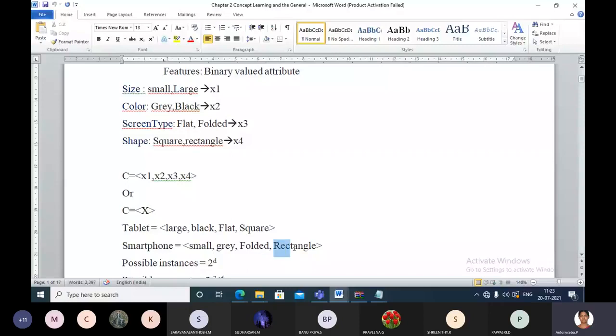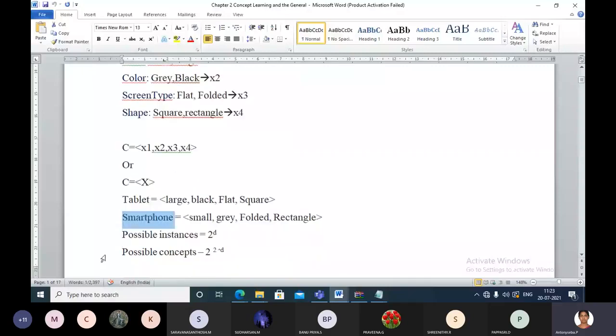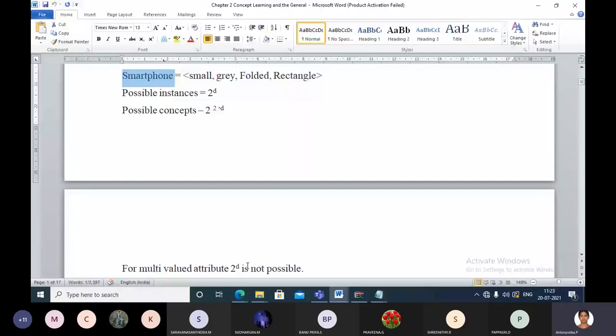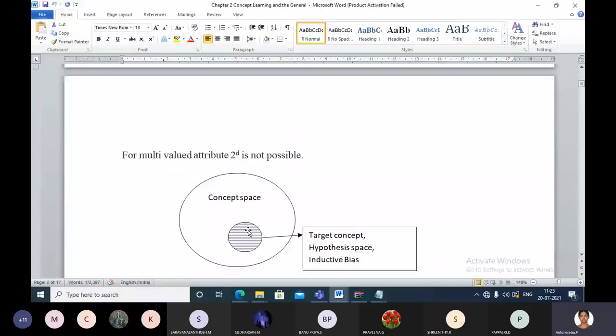Then it belongs to the concept tablet. And at the same time, if it is small, gray, folded, rectangle, then it belongs to the class smartphone. Okay. And with these binary valued attributes, you can generate 2 power d instances, and the number of possible concepts that can be generated out of this is 2 power 2 power d. So totally 2 power 16 possible concepts can be generated with this example. Okay. But for multi-valued attributes, this is not possible, right? And there is a concept space, and you cannot search or see the entire concept space.